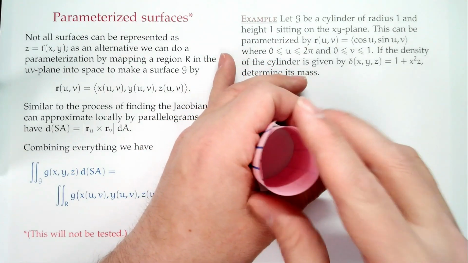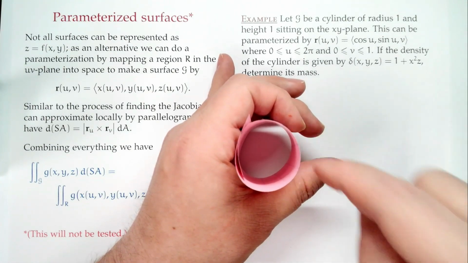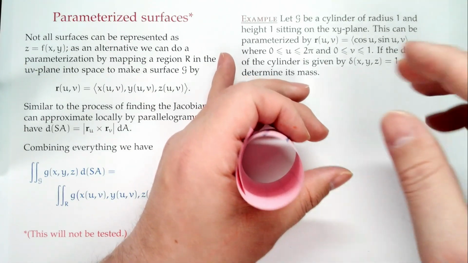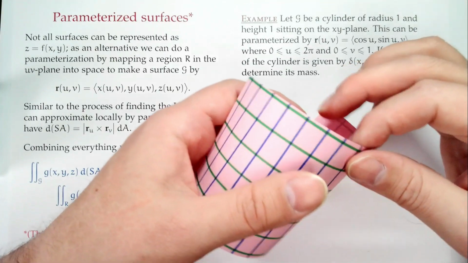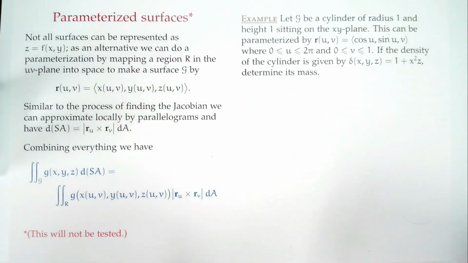And see this cylinder, you can't write this as z as a function of x and y, because you have all these points stacked on top of each other. Can't be done. But now, because we can wrap things up as a cylinder, no problem. Life is good.